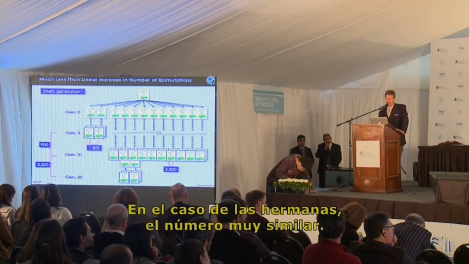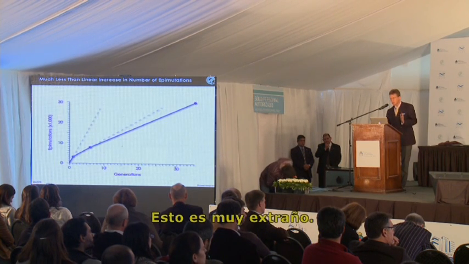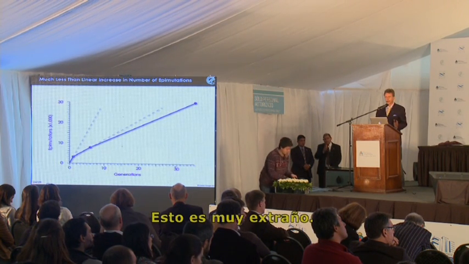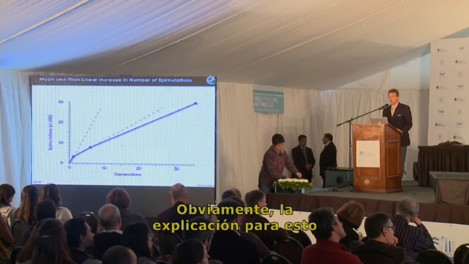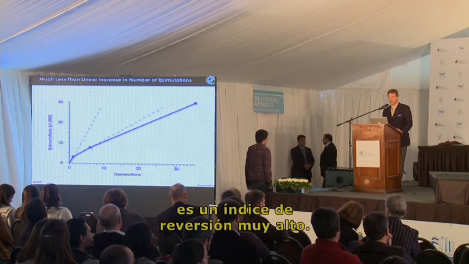If we look at siblings, it's a very similar number. So this is really quite odd. There's much less than linear increase in number of epimutations. The explanation for this obviously is that there's a very high rate of reversion.